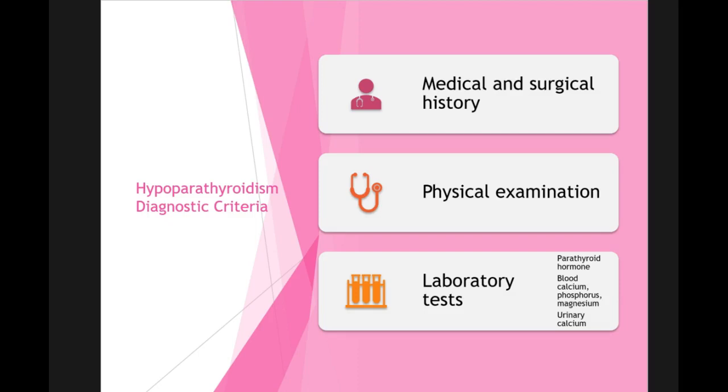Doing a physical exam, looking for some of those defining clinical manifestations, and also laboratory tests. So parathyroid hormone serum tests, blood for calcium, phosphorus, and magnesium. Remember, there's a correlation between those three. And also looking for urine calcium, because they might have calcium, but maybe the kidney is excreting it at high rates. So checking the urine for calcium.